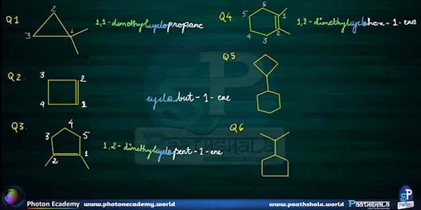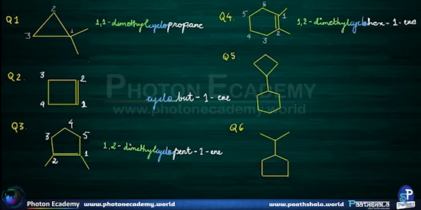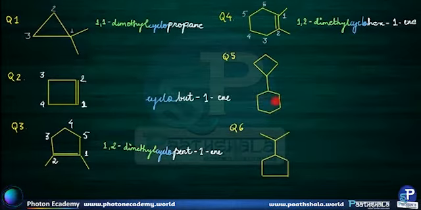Question number 5 is a different question than all other examples that we've solved till now. In this question there are 2 rings present, so we cannot select both the rings in our main chain. The rule that works here is that we choose the ring that has more carbon atoms as our main chain, and the other ring is treated as a substituent. In this example, this ring has 6 carbon atoms and this has 4 carbon atoms. So we will choose this ring as the correct main ring.